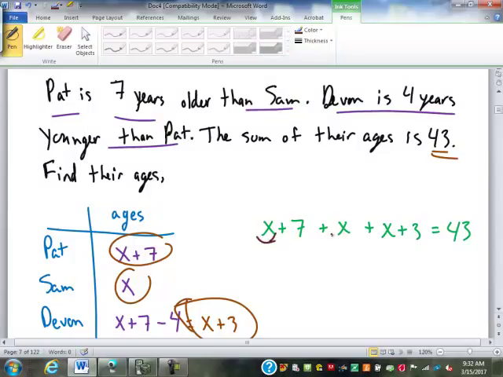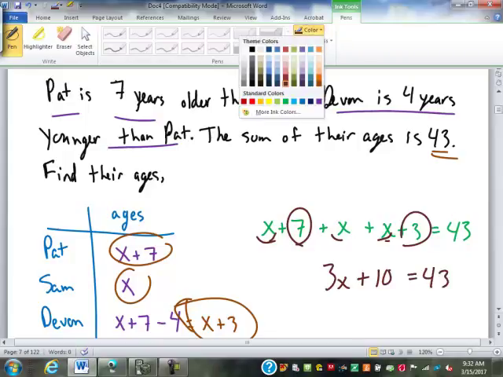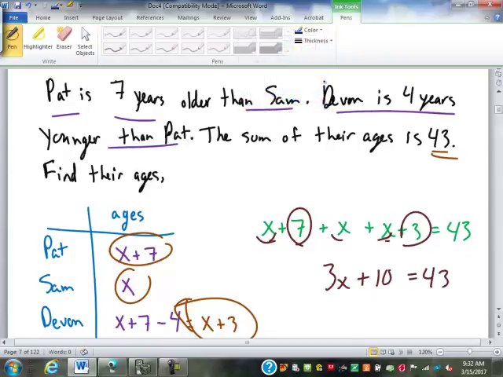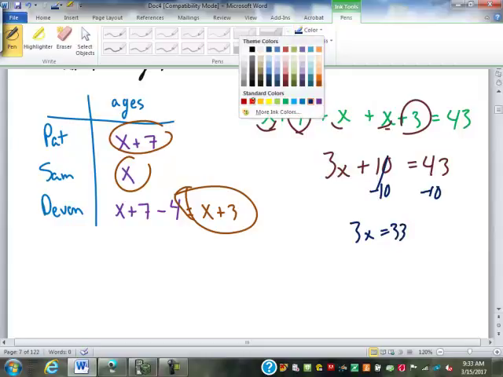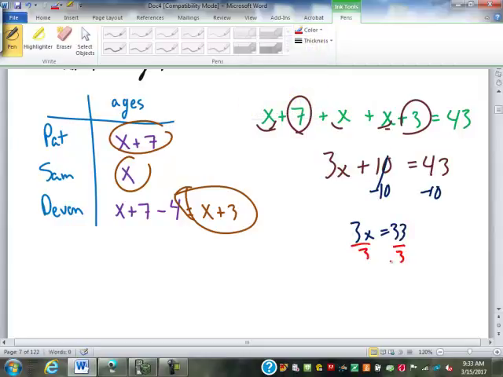Combine X and X make 3X, and 7 and 3 make 10. So 3X plus 10 equals 43. What's next? Minus 10 from both sides. 3X equals 33, and then divide by 3. X equals 11. Now we've solved the equation, but we have not answered the question.